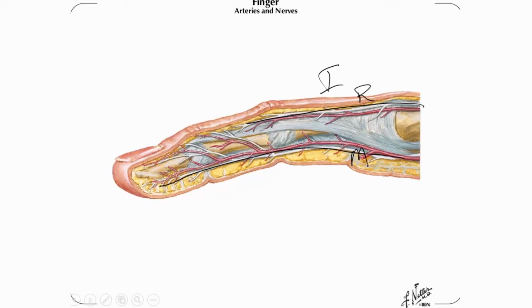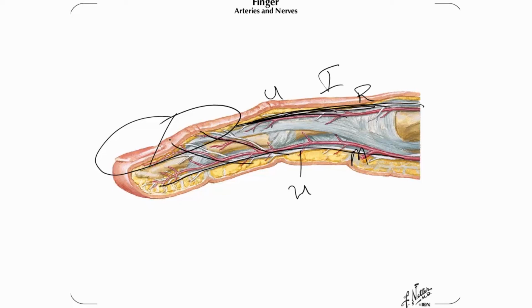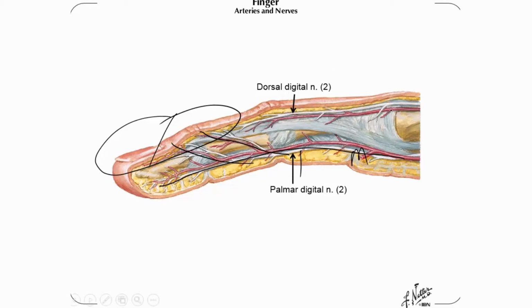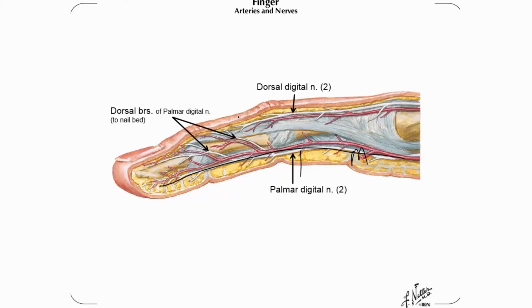If this were the little finger, then this would be an ulnar branch, and this would also be an ulnar branch. But nonetheless, the branches on the dorsal side do not get the nail beds, but the branches from the palmar side come around and get the nail beds. So the dorsal digital branches, again, on each side, you can see what happens with those. And the branches from the palmar side will go to the nail beds.